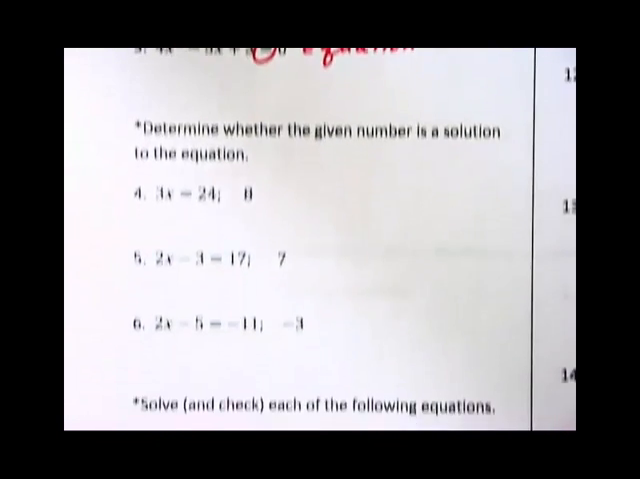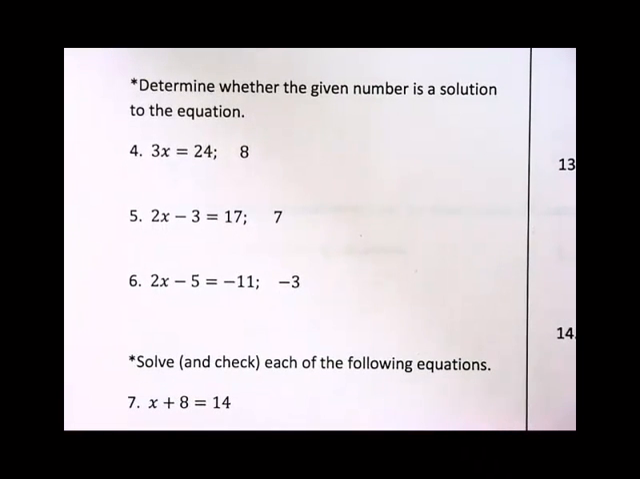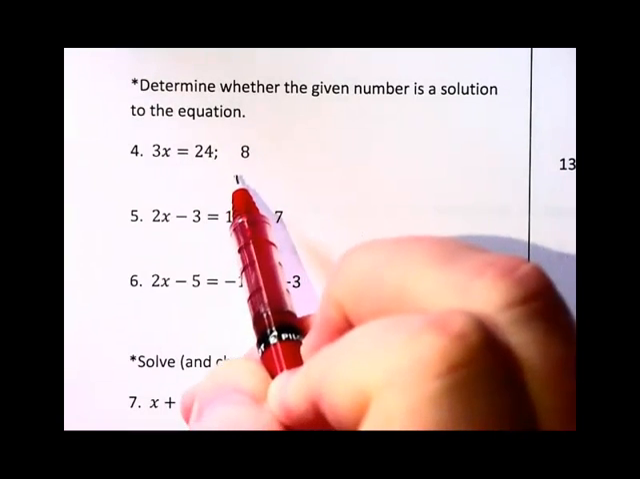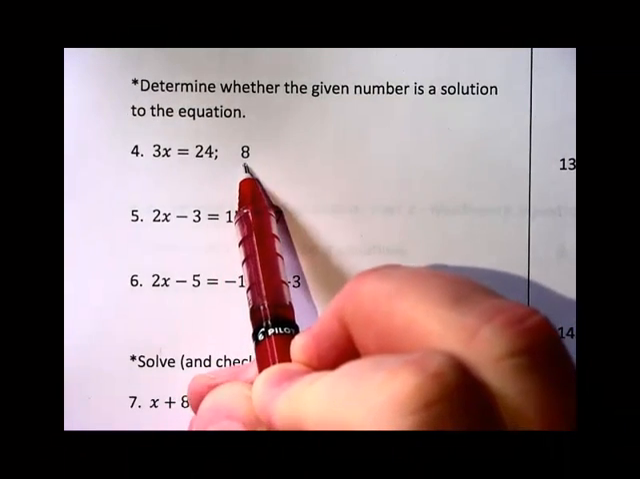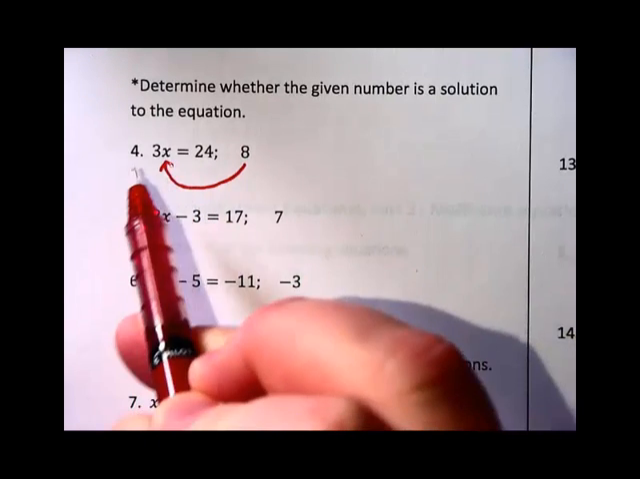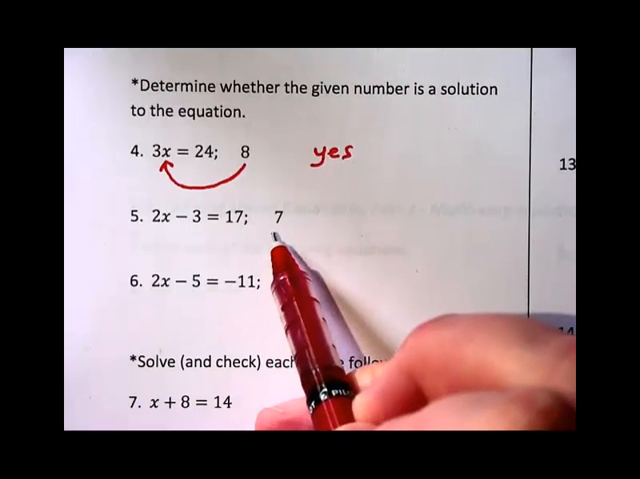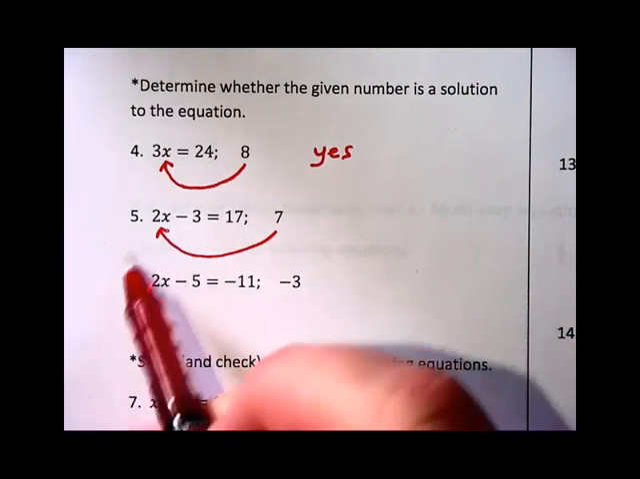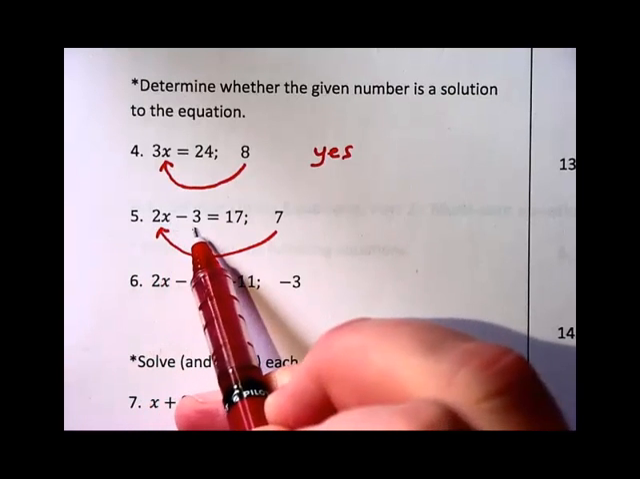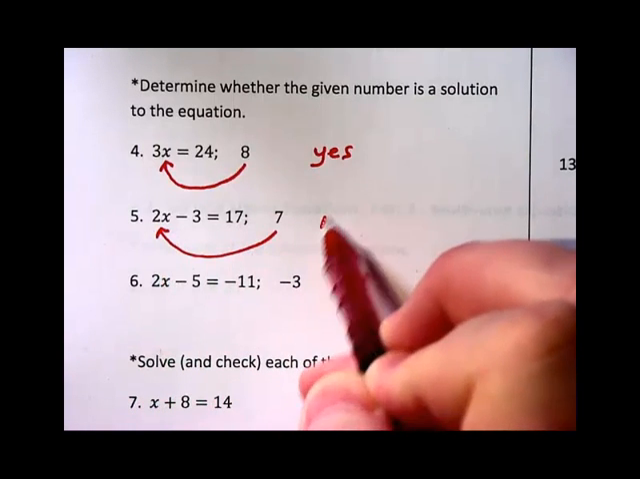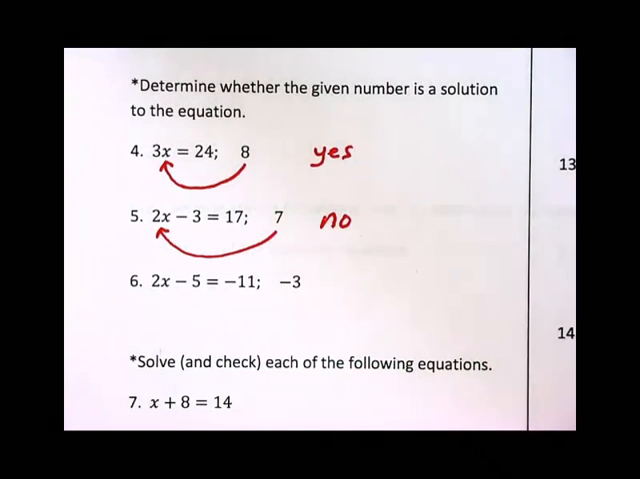Now, in this next little section of problems, determine whether the given number is a solution of the equation is a rather easy concept, and it's a rather important concept because this is how we check the solutions to equations. When we want to check whether 8 is a solution, that means substitute 8 in for the x. We get 3 times 8 is 24, and that would then be yes. 7 substituted into the next equation: 2 times 7 is 14, minus the 3 is not 17. 14 minus 3 would be 11. So no, 7 is not a solution to that equation.